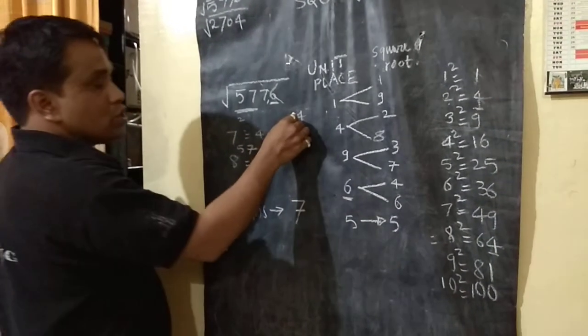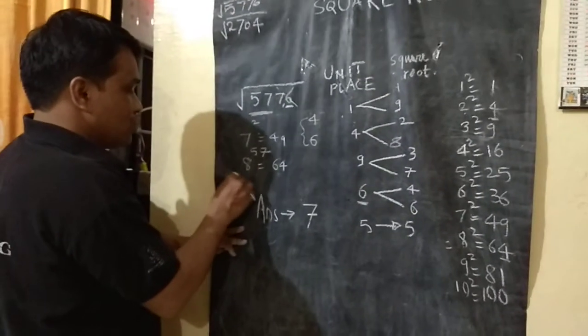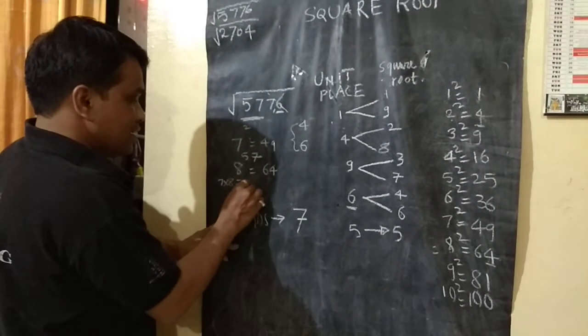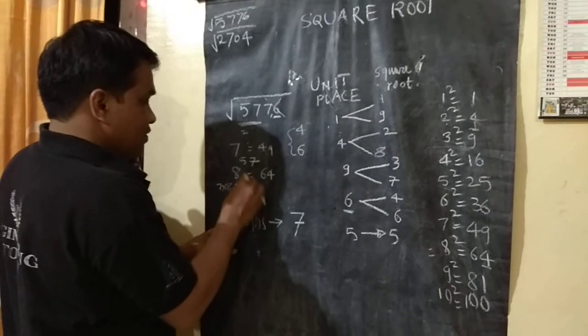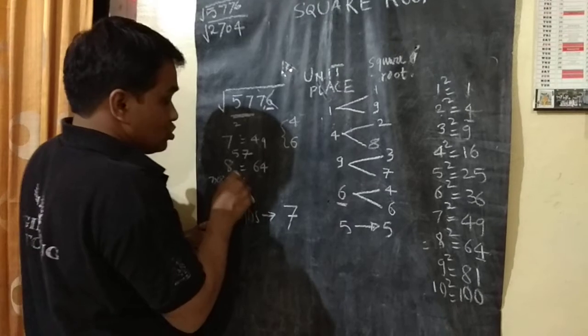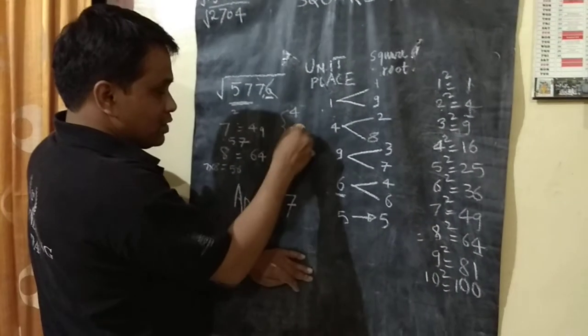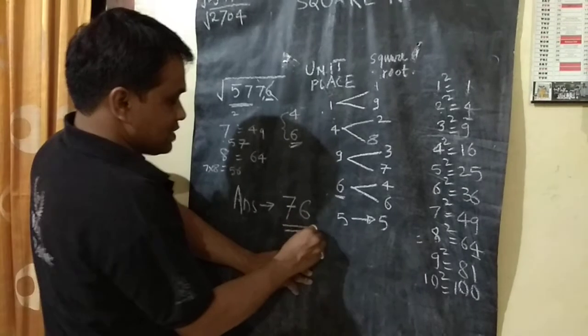Then I have to choose between these two numbers. So what I have to do? Take the product of these two, 7 into 8, 56. Now 57 is greater than 56. So you have to consider the greater number between these two. The greater number between 4 and 6 is 6. So your answer is 76.